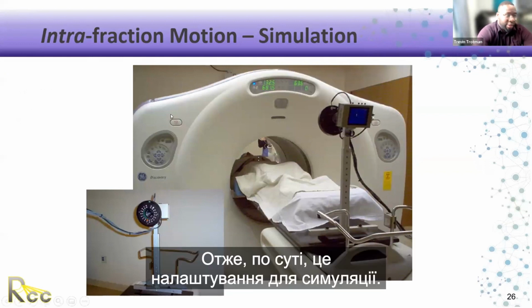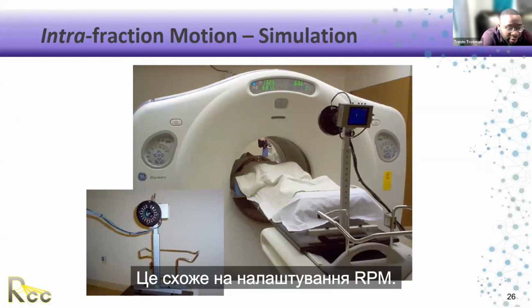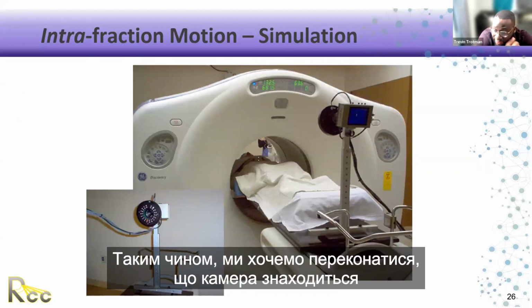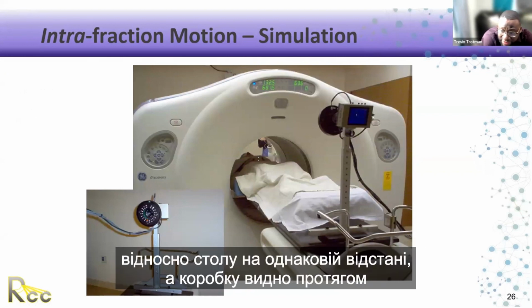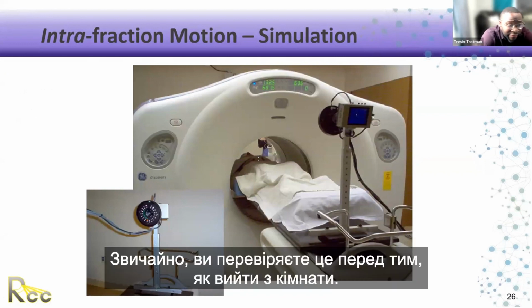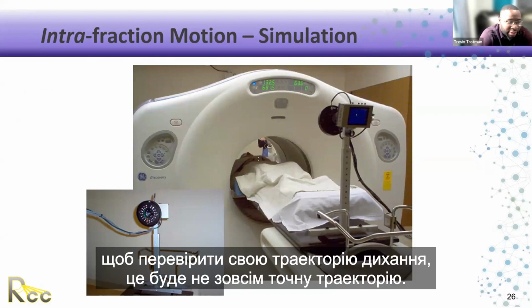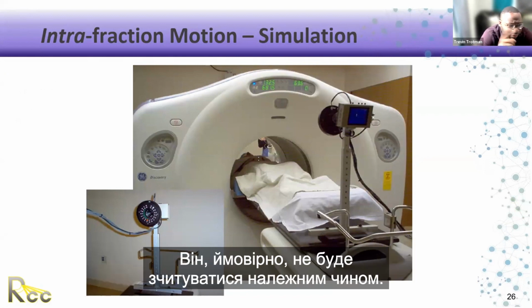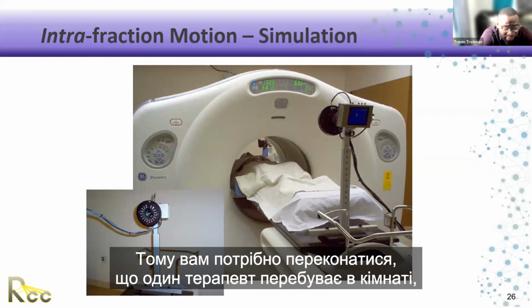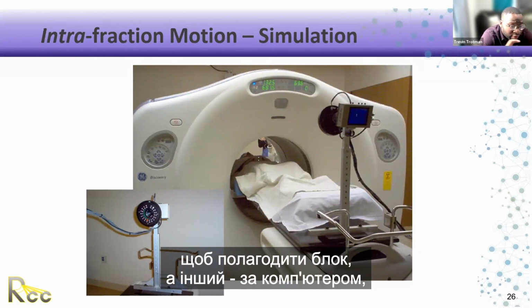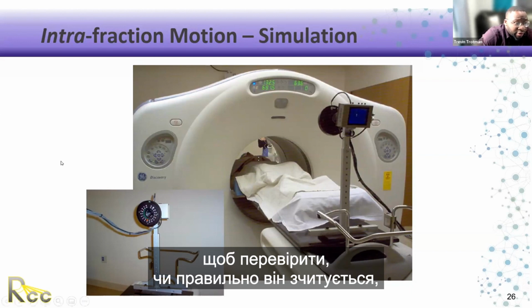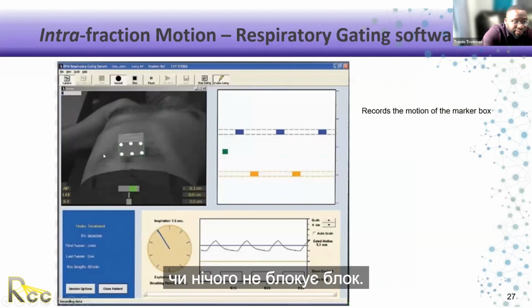So this is the setup for simulation. This looks like an RPM setup. With this, we want to make sure the camera is on the couch at the same distance and the box is visible throughout the whole scan. Of course, you check that before you leave the room. If you don't, then when you go over to check your trace, it's not going to be an accurate trace. It's probably not going to read properly. So you want one therapist in the room fixing the box, and the other on the computer side checking that it's reading correctly without anything blocking the box.